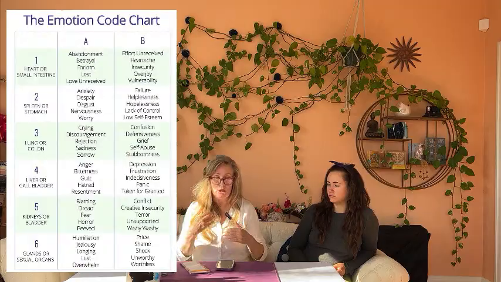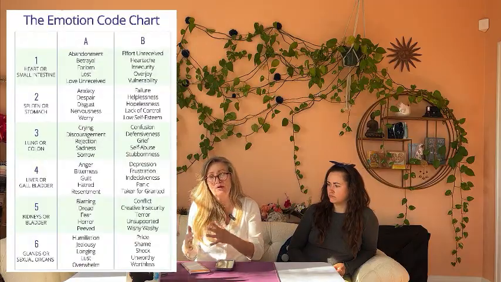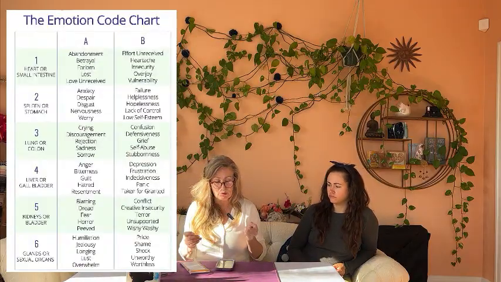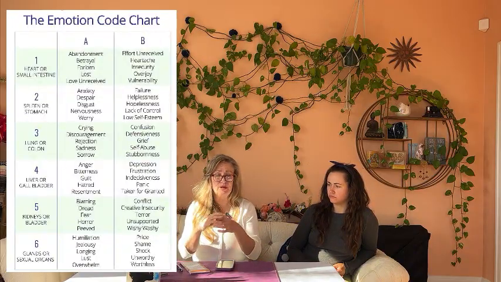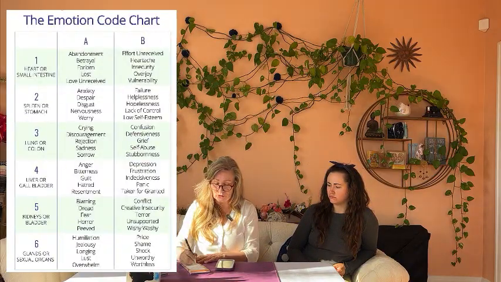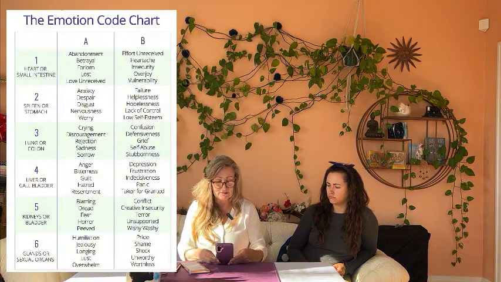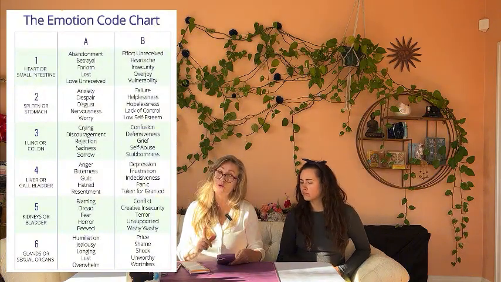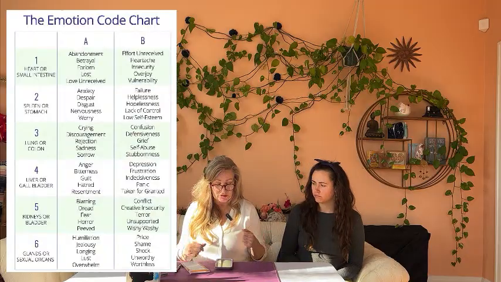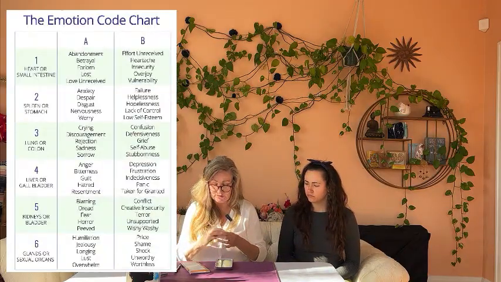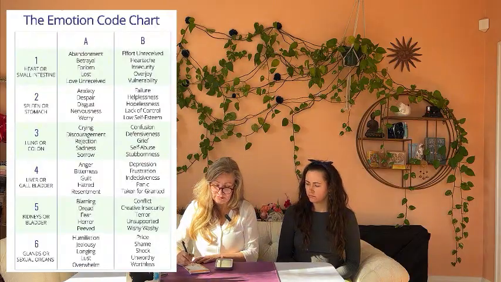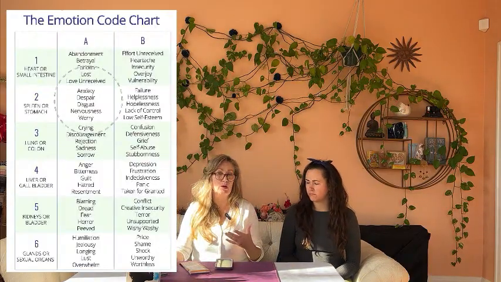So let's keep going. We're going to pick up the pace a little bit. Now that you have the understanding, we're going to pick up the pace. So where are we going? Column B, column A. 6, 5, 4, 3, 2. We're going to A2. A2 organs and glands would be spleen or stomach, okay? So let's just see, is it anxiety, despair, disgust, nervousness, worry? So there's worry stuck there, and that's why we want to release it.